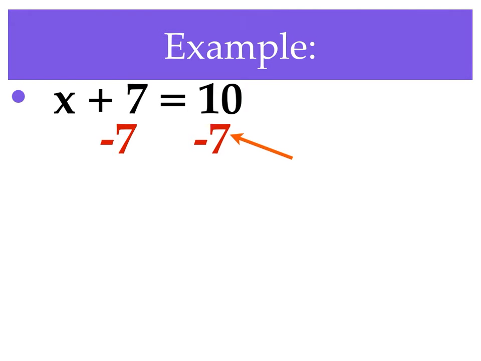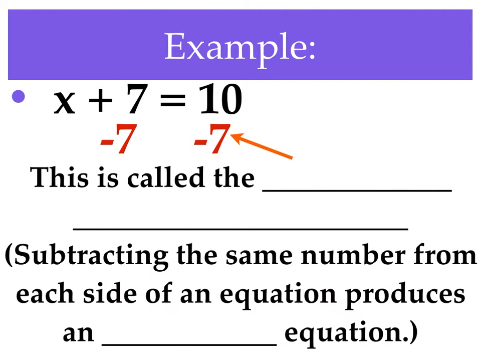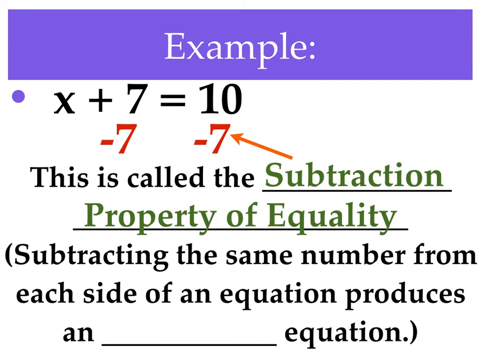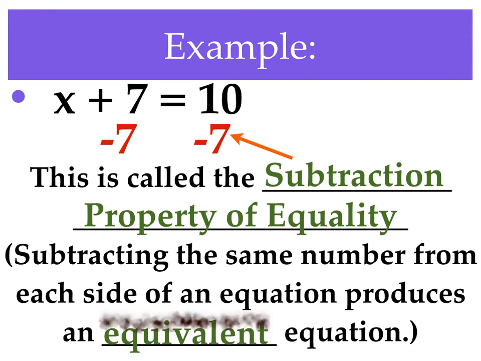When we subtract the same number from both sides, this is going to be called the subtraction property of equality. Just like the addition property of equality, the subtraction property of equality says subtracting the same number from each side of an equation produces an equivalent equation, or the two sides remain equal. In this case, when we subtract 7 from both sides, we're going to be left with x equals 3.